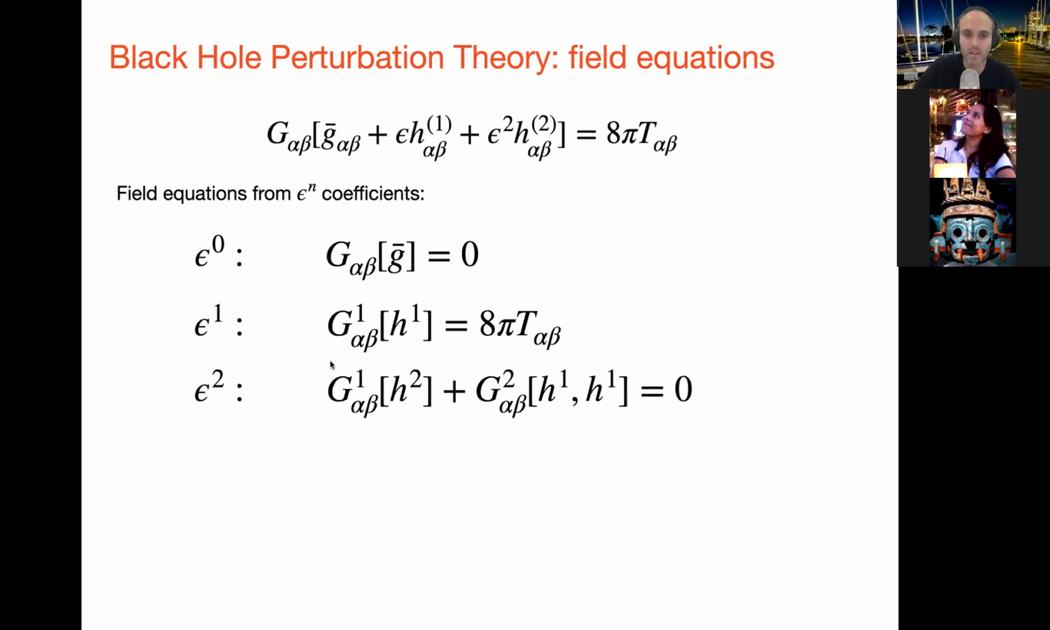So when you go to the next order, because the Einstein operator is nonlinear, we get two contributions. We get the linear Einstein operator acting on the second order metric perturbation, and we get this G2, this second order operator, which is made up of products of the first order metric perturbation. And so these now are the equations we want to solve in order to compute the motion of the body.